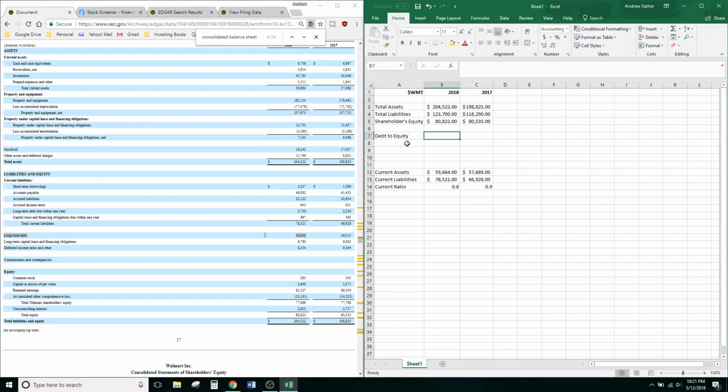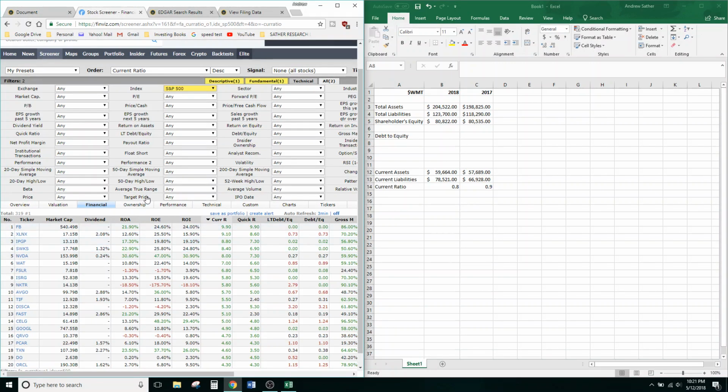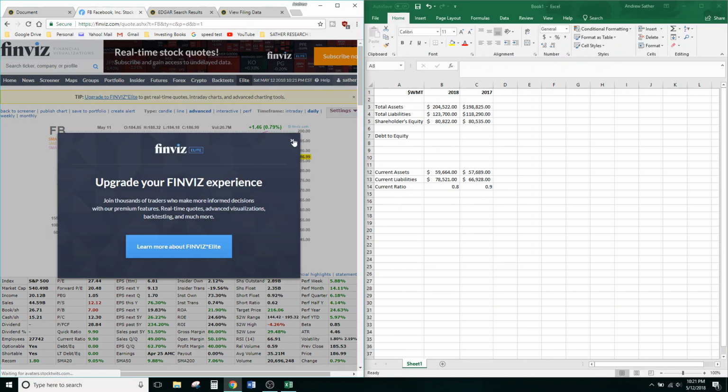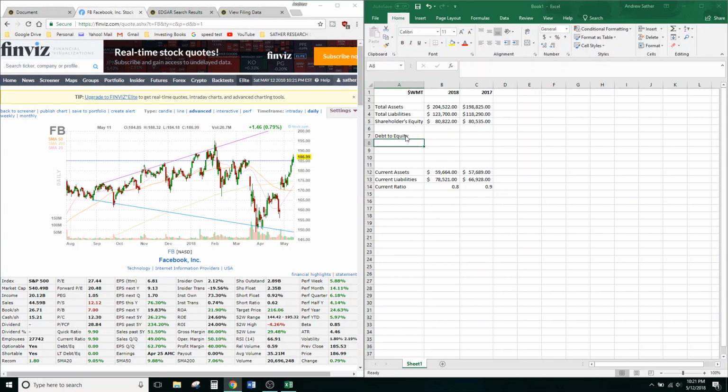So let's do it just like FinViz would. FinViz is a perfect example of somebody who does it differently from how I would like to do it. The way I like to do it is debt to equity using total assets, total liabilities, and shareholders equity. Basically, the equation for that is debt. And when I say debt, I want to know everything that the company owes, all of their liabilities.